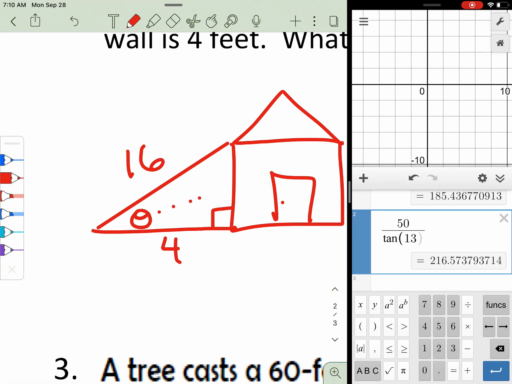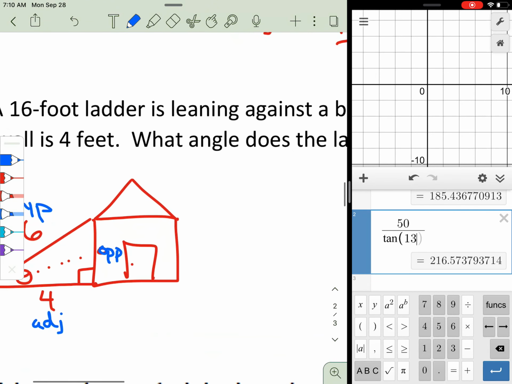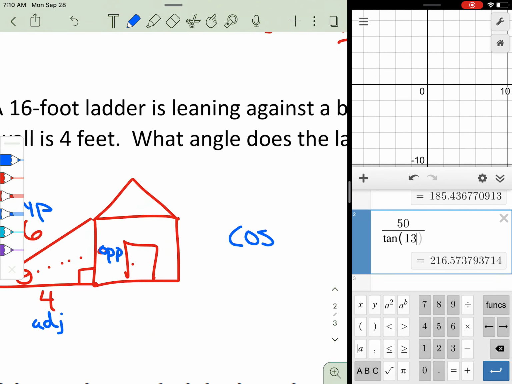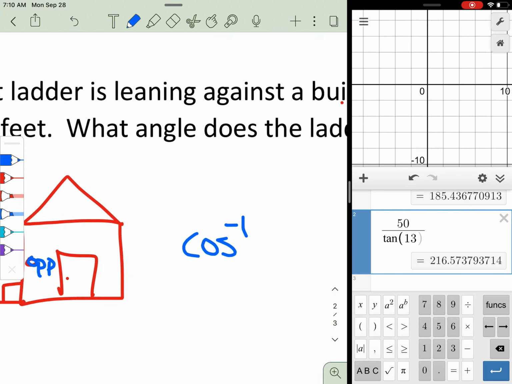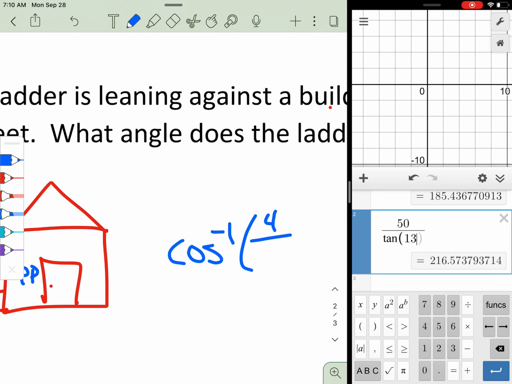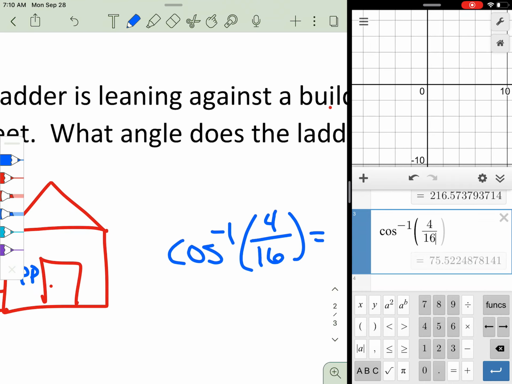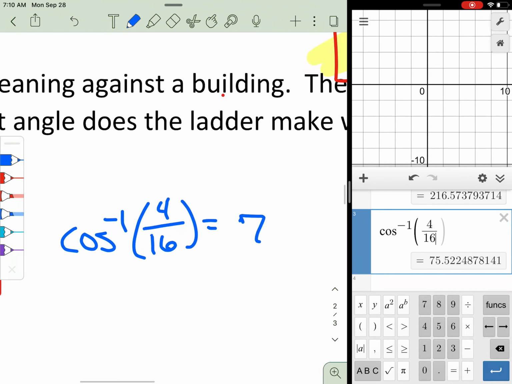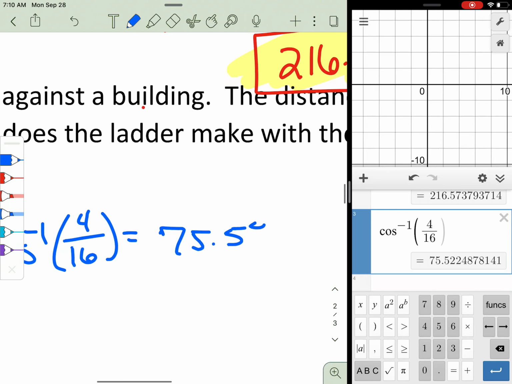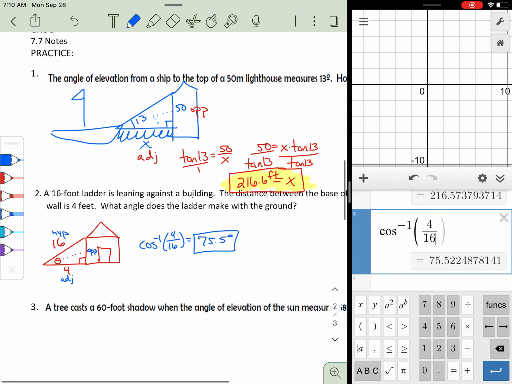Okay? All right, so according to this angle, this would be opposite. This would be adjacent. And this would be hypotenuse. So they give you, in this case, adjacent and hypotenuse. So that's cosine. But remember, we're looking for the angle, so we're going to use inverse cosine. And then cosine is adjacent over hypotenuse. So now we can just type this into our calculator. So inverse cosine of 4 over 16 is 75.5 degrees. So that's theta.